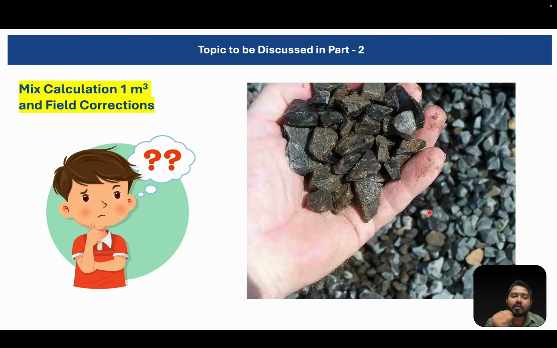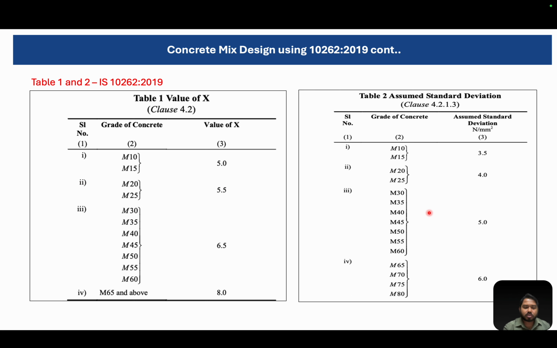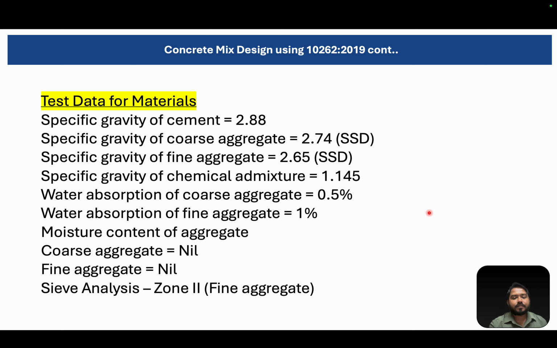Now I'll tell you how to check whether this is a dry condition or a wet condition. You need to go back to your question. For example, in this question, the moisture content of aggregate is nil for both the coarse aggregate and fine aggregate. If the moisture content of the aggregate is nil, that is a clear indication of a dry condition. If the moisture content of aggregate is given in the question, that means moisture has already ingressed into your coarse aggregate and fine aggregate. In that case, it is a clear indication that you need to do a wet correction.